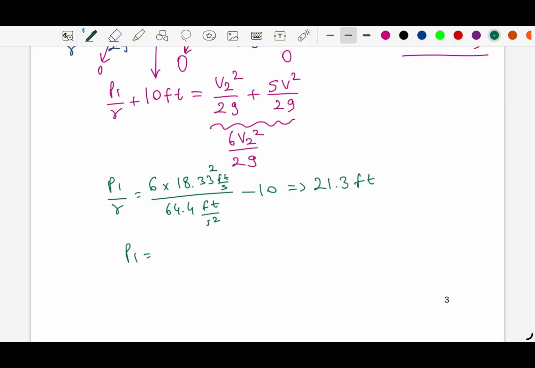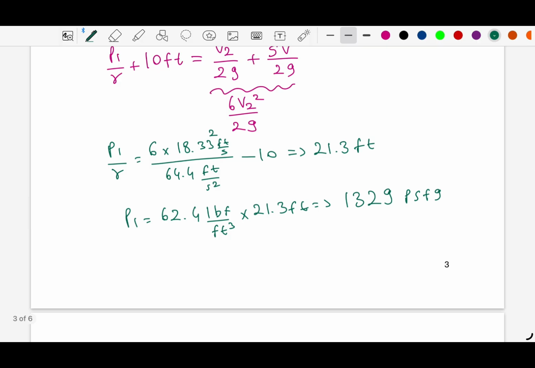So P1 is equal to 62.4 pound-force per cubic feet times 21.3 feet, so that we can get 1,229 psfg, pounds per square feet, or it is equal to 9.23 psig.